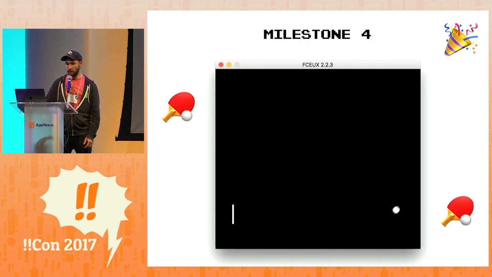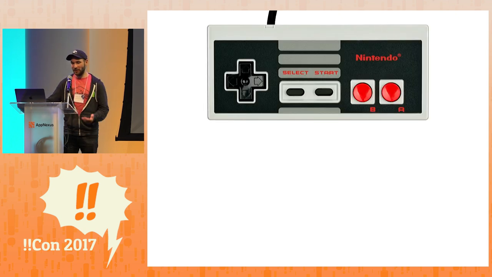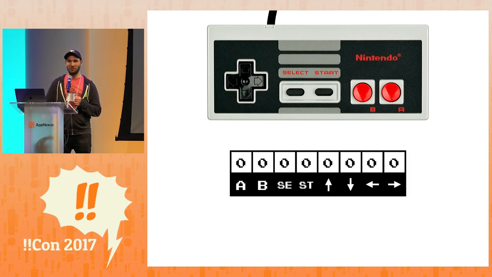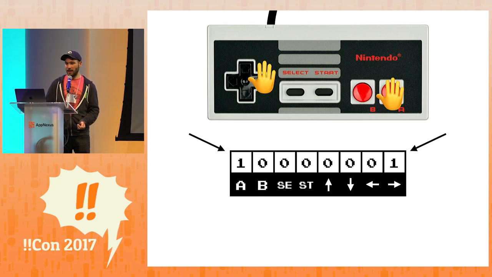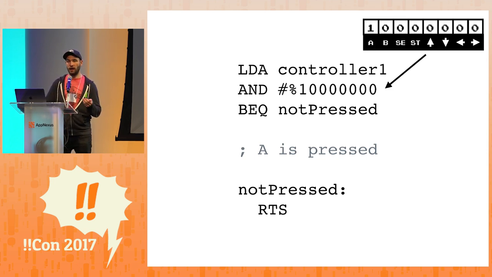So, milestone four. Yes, I learned how to read controller inputs. It turns out controller inputs are just a special memory address that you can read from, which is pretty awesome. The Nintendo only had 8 possible buttons, which fits really well in a byte. When you press a button, it just toggles a bit, and if you press two buttons, it toggles both bits. So in assembly you can read the right memory location, and then use bitwise operators to see if a button's pressed or not.